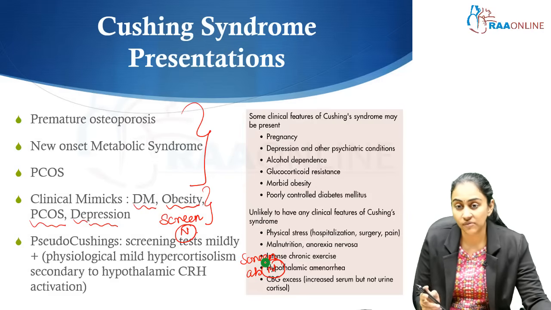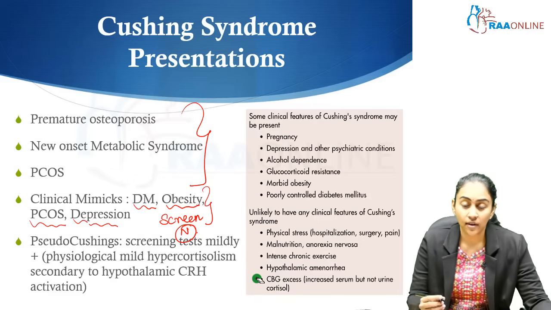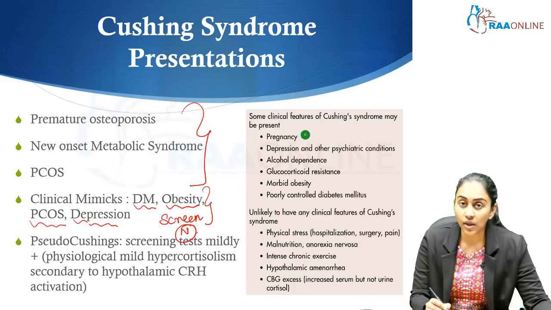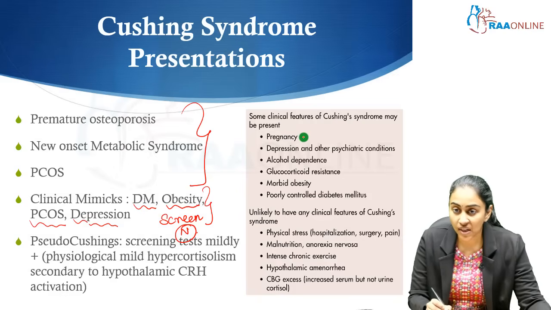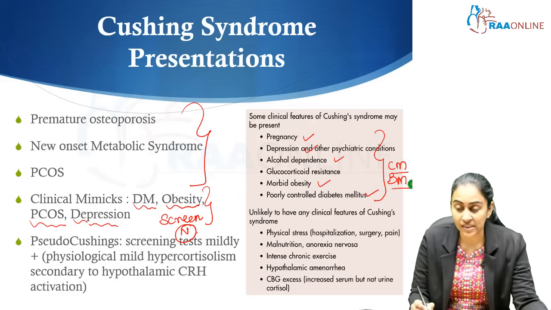Now, what are these conditions which can result in pseudo-Cushings? We can divide them again into conditions which have clinical overlap with Cushing syndrome. For instance, pregnancy, depression, alcohol dependence, morbid obesity, poorly controlled diabetes mellitus. These conditions are not only clinical mimics, but they are also going to be biochemical mimics. Screening tests are going to be positive.